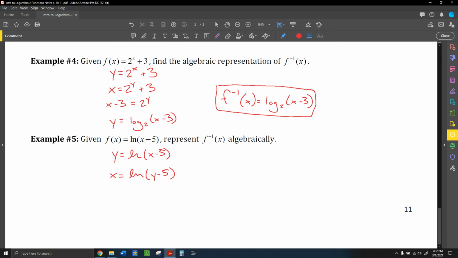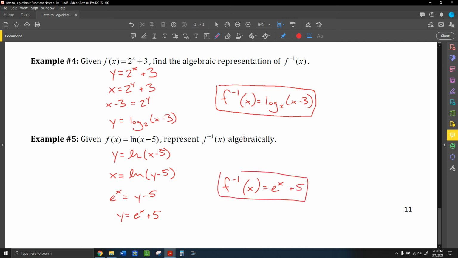Now, in order to get rid of that natural log, we can rewrite this as an exponential. So log base e to the x is equal to the argument y minus 5. So e to the x is equal to the argument y minus 5. And then solving for y, add 5 to both sides, y equals e to the x plus 5. So then the inverse, f inverse of x, is equal to e to the x plus 5.